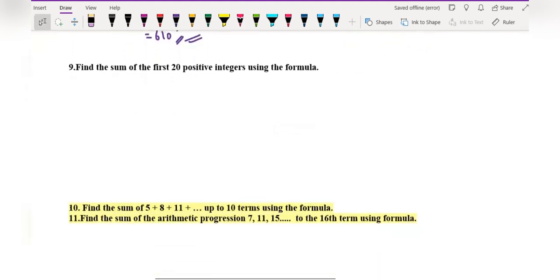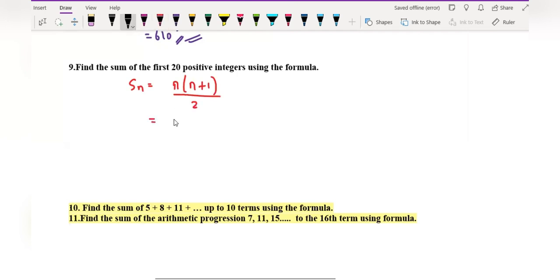Okay. So they're asking you to find the sum of the first 20 positive integers. For this problem, the formula is different. It's completely different. I hope you may be knowing the formula we're going to use. The formula is Sn is equal to n(n plus 1)/2. This is the formula which we're going to use for this problem.